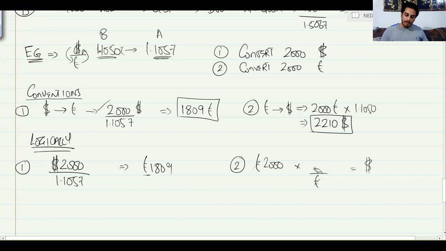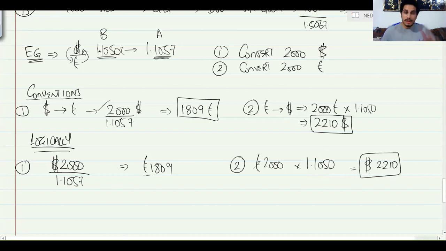So using the multiplication rule, which code should I use? A lower code or higher code? I need to have the least dollars. I need to be a loser. So I'll be using a lower code, 1.1050. So 2000 multiplied by 1.1050 comes to the same dollars, 2210.